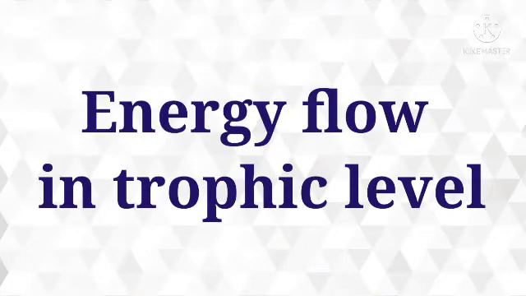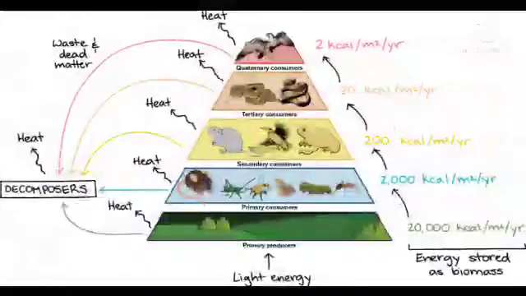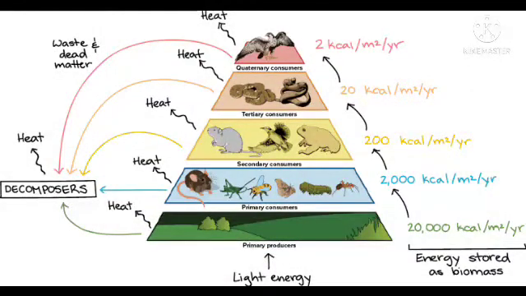Energy flow in trophic levels. Green plants, that is the producers, absorb about 1% of the solar energy falling on the leaves and store it as food energy during photosynthesis. During the transfer of food energy from one trophic level to the next, 90% of the energy is lost to the environment and only 10% is transferred to the next level. So there is a decrease in the amount of food energy transferred at every trophic level.